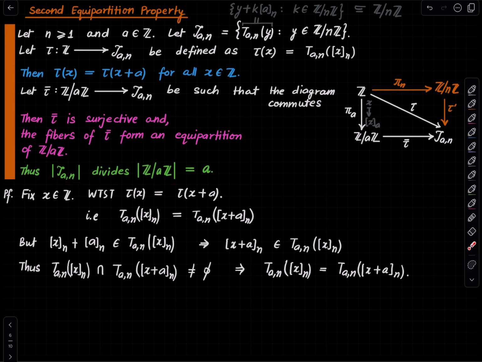Anyway, our main goal now is to prove that the fibers of tau bar equipartition Z mod aZ, and before that, that tau bar is surjective. So why is tau bar surjective? Well, note first of all that this is a surjective map clearly. So I will depict it like this. When you make a diagram, surjectivity is denoted by double arrows. So this is surjective. Clearly, this is also surjective because the set of all the trajectories is what? You pick an element, you take its trajectory. So this is clearly surjective. No question about that. So tau is the composition of two surjective maps, and hence tau is surjective.